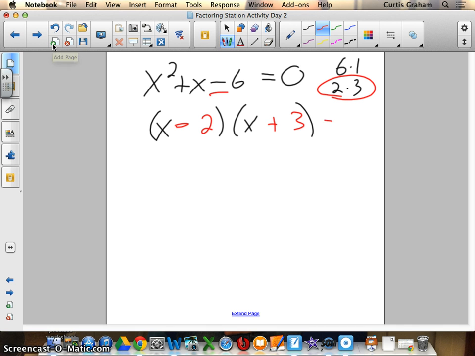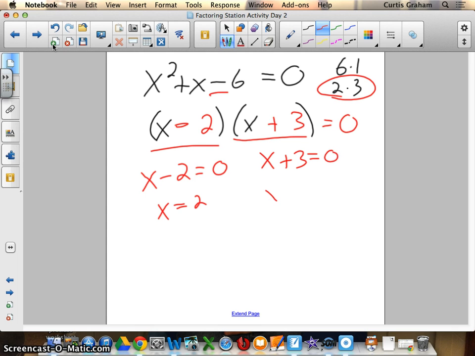Alright, now since I know anything times 0 is 0, I'm going to figure out what makes this 0. X minus 2 equals 0. X is equal to 2. 2 is one of my zeros here. I'm going to do the same thing with this one. Negative 3 is my other zero.